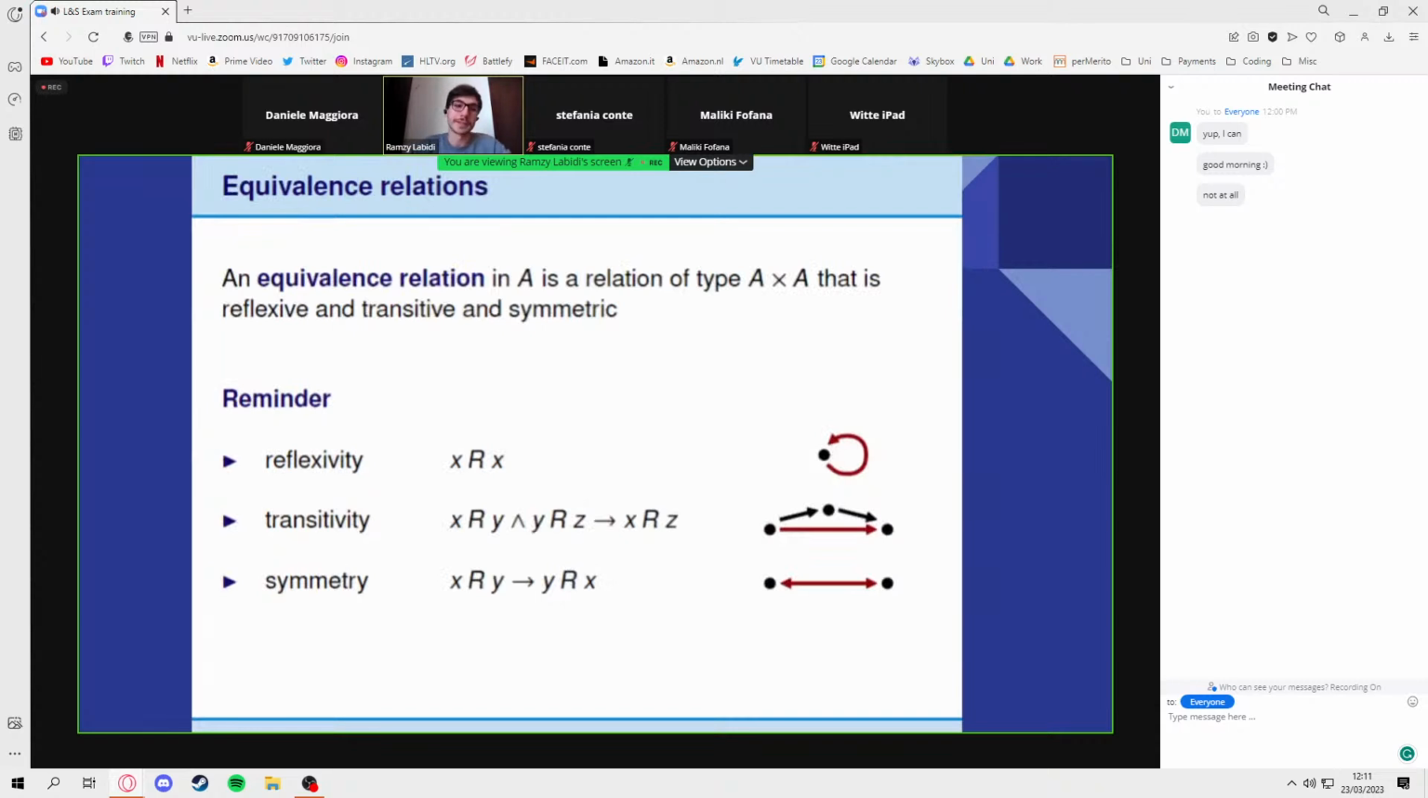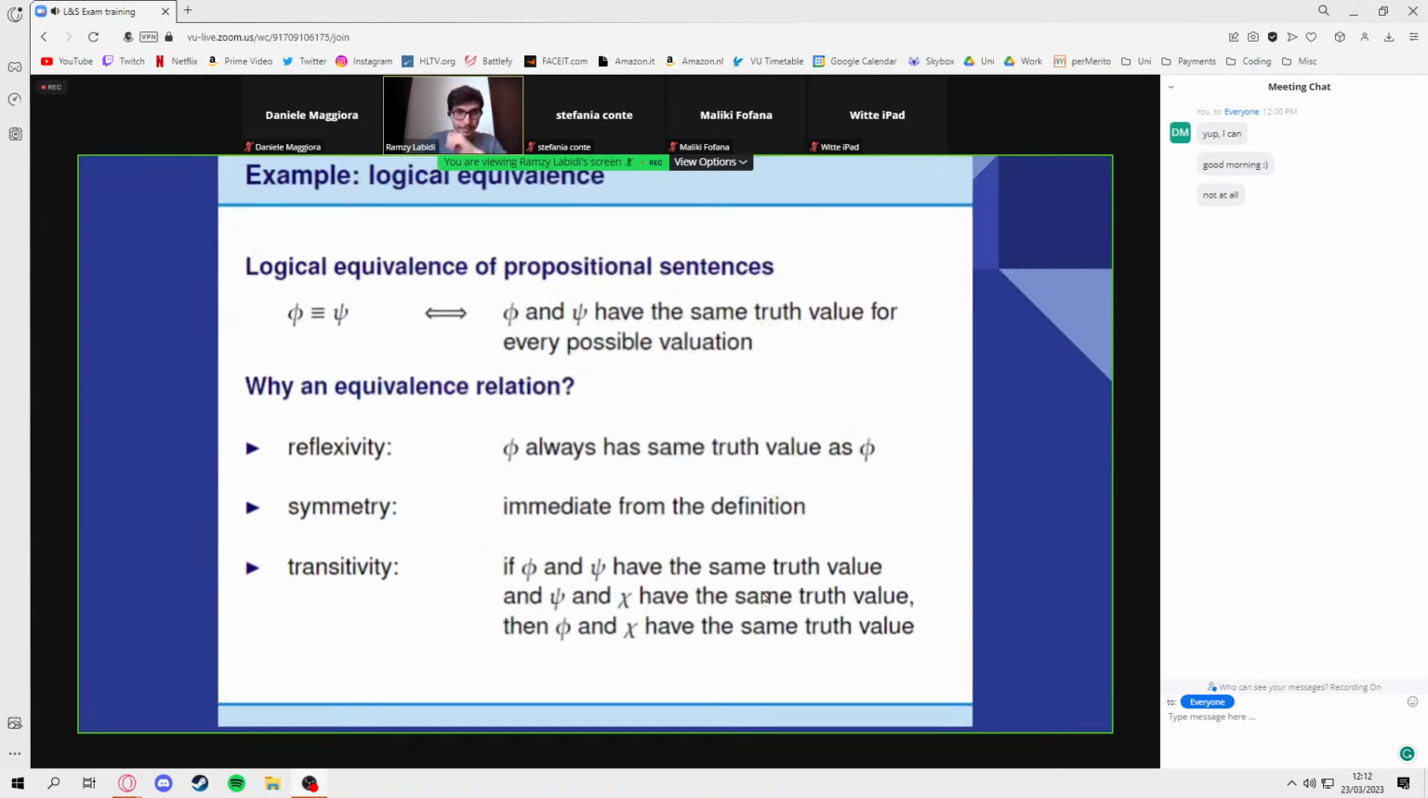This, however, is quite the opposite. An equivalence relation is a relation of type A to A that is reflexive, transitive, and symmetric. So for a relation to be an equivalence, the relation has to be reflexive, transitive, and symmetric. As you know, reflexive is basically that it validates its own, transitive, it validates the next one, like the grandchildren, and symmetry basically goes both ways.